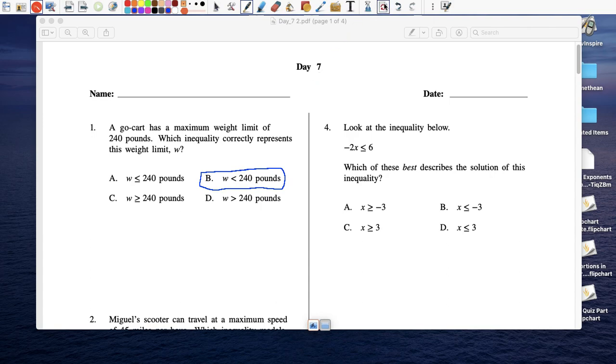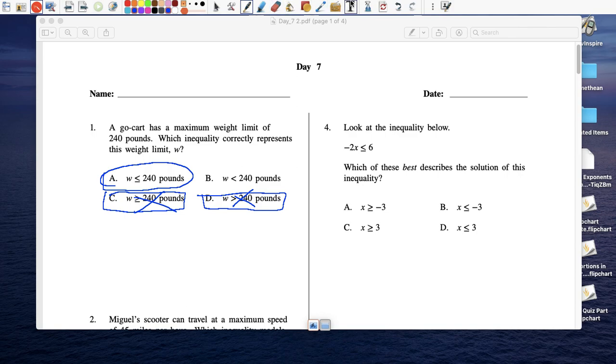I'm sorry, that's not what I meant. This one, it can't be over 240, so that's gone. It can't be equal or greater to 240, so that's gone. So you're between A and B. Can it be 240? Yes, you can. So that's our answer.